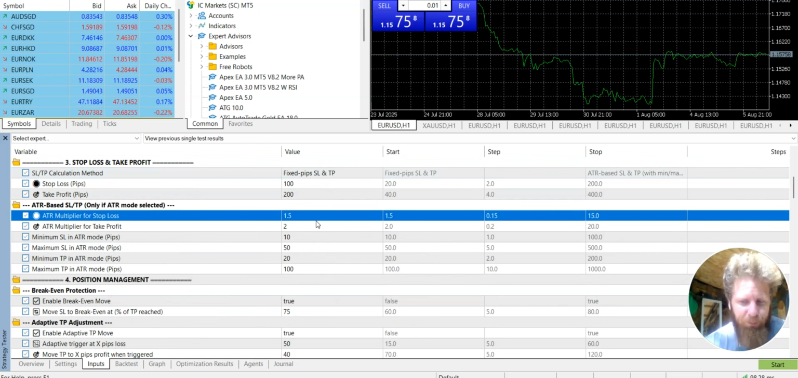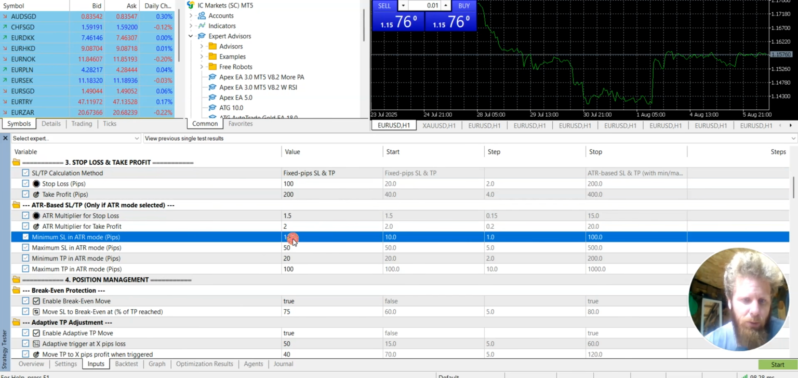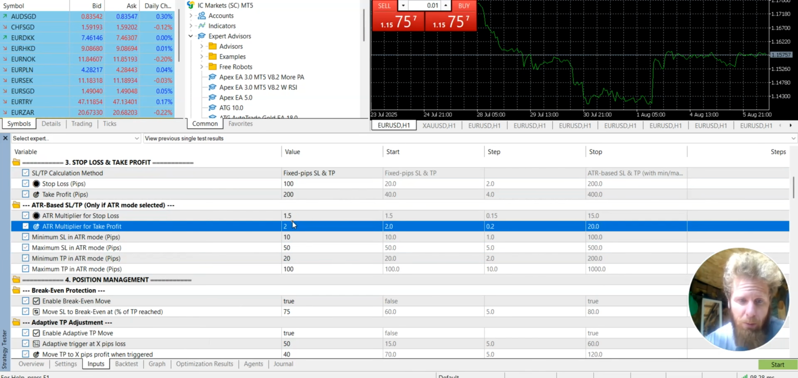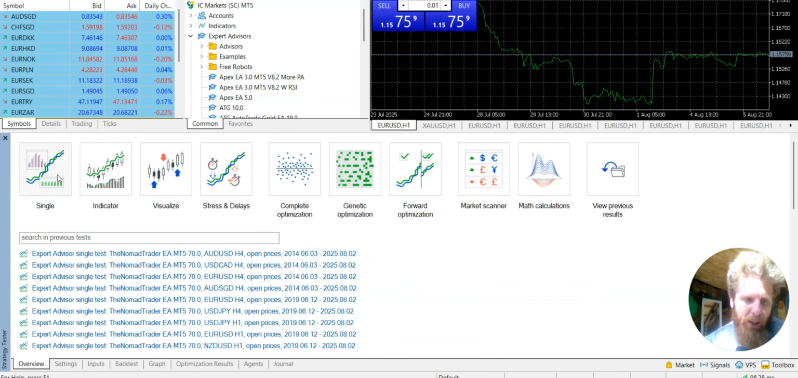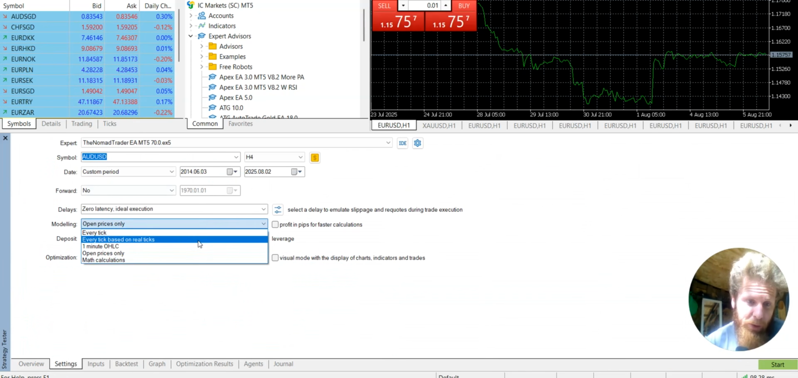And there are small things that I'm really proud of. This is one of them. You can choose the minimum SL and minimum TP and maximum as well. So you can set a range for the ATR based stop loss take profit. So it is completely safe. These are things that professional traders really, really want. And yeah, that's important for me.